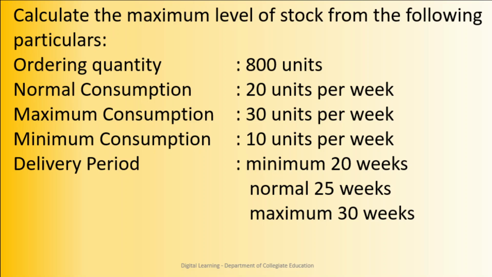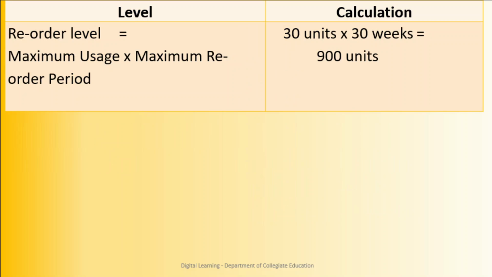So in this particular problem, let us first calculate the reorder level. The formula to calculate reorder level is equal to maximum usage into maximum reorder period. I substitute the values into the formula. Maximum usage is given in the problem as 30 units into maximum reorder period given as 30 weeks. Therefore, the reorder level is 900 units.